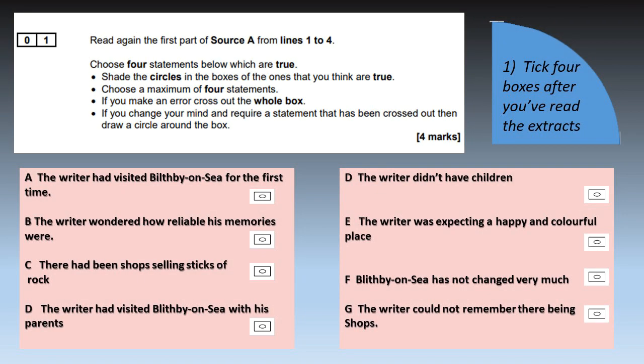Read again the first part of source A from lines 1 to 4. Choose 4 statements below which are true. Shade the circles in the boxes of the ones that you think are true, and choose a maximum of 4 statements. If you make an error, cross out the whole box. And if you change your mind and require a statement that is being crossed out, then draw a circle around the box. So there are some things to do if you make a mistake. They're outlined there clearly for you, but ultimately you are simply looking to shade the circle, so colour in the middle bit of the boxes for the ones that are true.